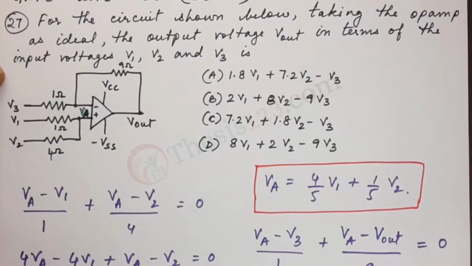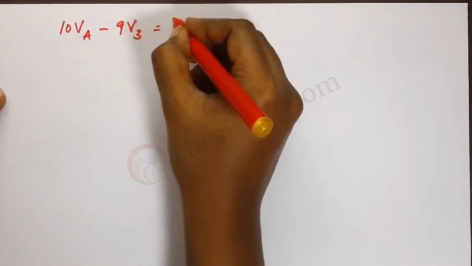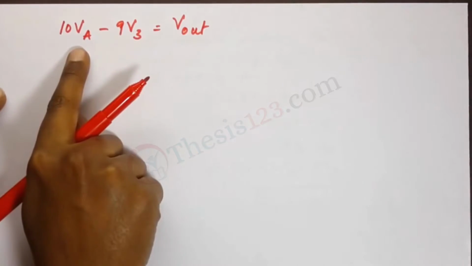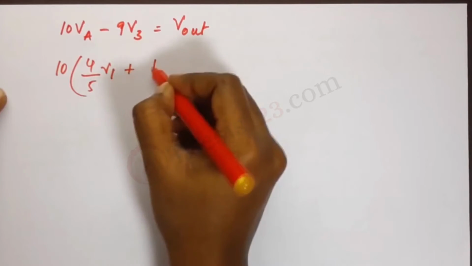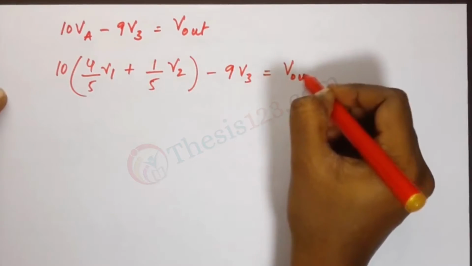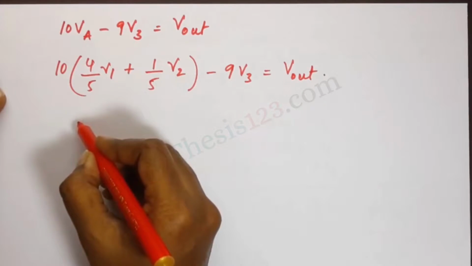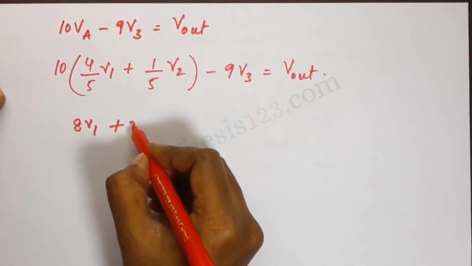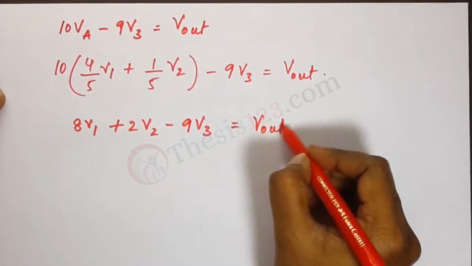Let me just get another sheet of paper. Okay, here we have. Right, so the equation is 10 VA minus 9 V3 is equal to V out. We have the previous equation for VA, so that would be 10 into 4 by 5 V1 plus 1 by 5 V2 minus 9 V3 is equal to V out. Let's open up the brackets and simplify further. We will get 8 V1 plus 2 V2 minus 9 V3 is equal to V out.